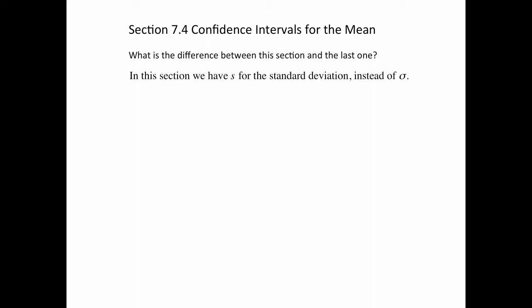Alright, section 7.4. Well, in this section there's really not a lot new other than one small thing. The difference between this section and the last is that this time we're going to have S for standard deviation instead of sigma. In other words, we're only going to know the standard deviation for a small group of people, not the whole population.